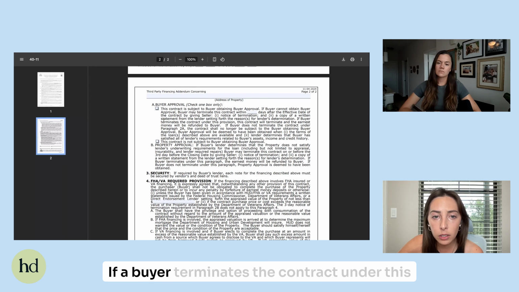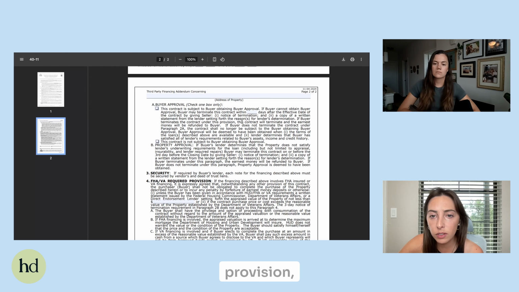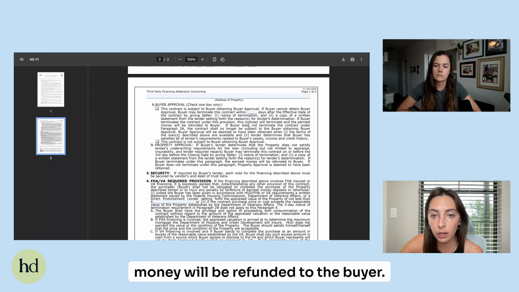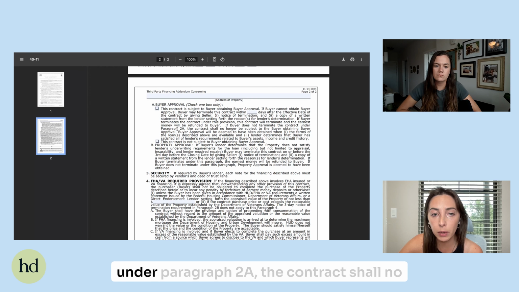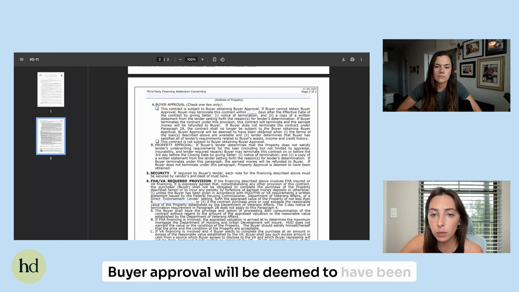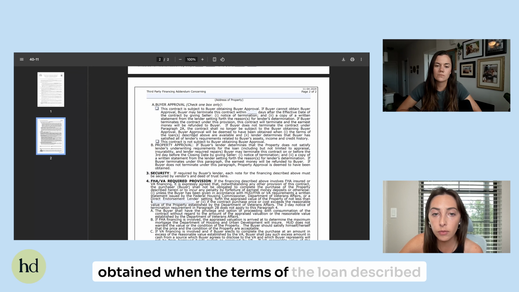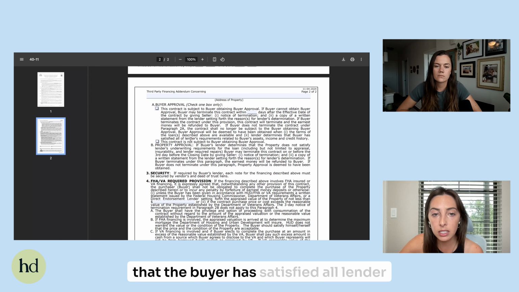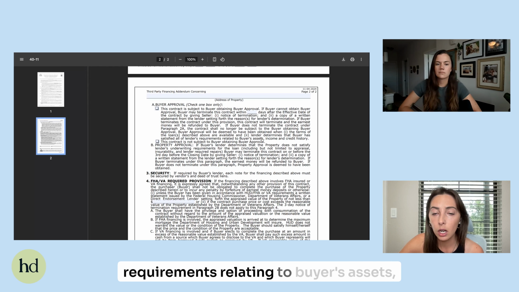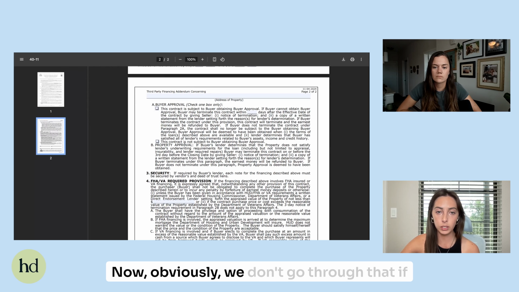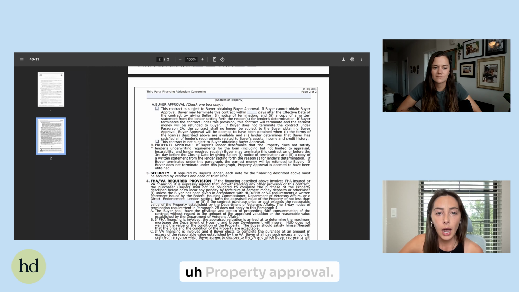If a buyer terminates the contract under this provision, this contract will terminate and the earnest money will be refunded to the buyer. If buyer does not terminate the contract under paragraph 2A, the contract shall no longer be subject to buyer obtaining buyer approval. Buyer approval will be deemed to have been obtained when the terms of the loan described above are available and the lender determines that the buyer has satisfied all lender requirements relating to buyer's assets, income, and credit history. Now, obviously, we don't go through that if this box is checked.